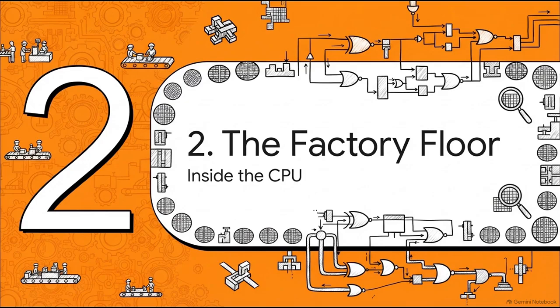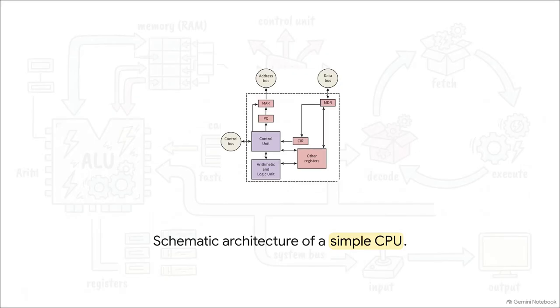Moving right along to section 2, the factory floor, inside the CPU. Let's head to the active center of our city, the central processing unit. Think of this as the main factory floor where the actual heavy lifting gets done. You've got two main workers down here. First, the arithmetic and logic unit, or ALU, which handles all the math and logical decision-making. And right above it, calling the shots, is the control unit.